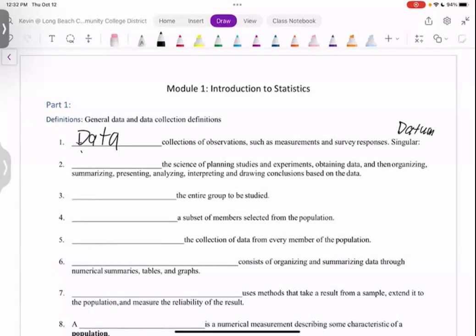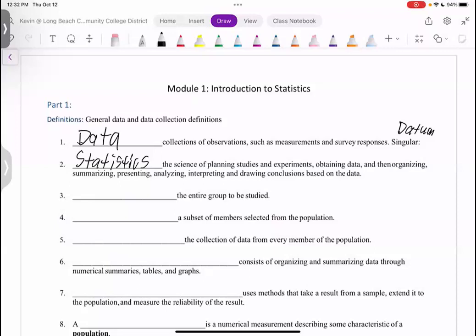Next up, we have the word statistics. It's the science of planning studies and experiments, obtaining data, and then organizing, summarizing, presenting, analyzing, interpreting, and drawing conclusions based on the data.